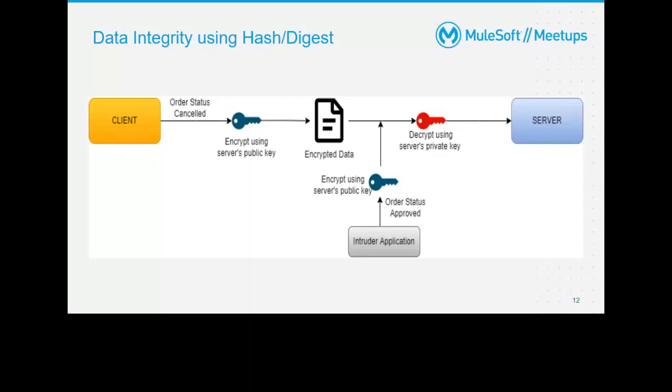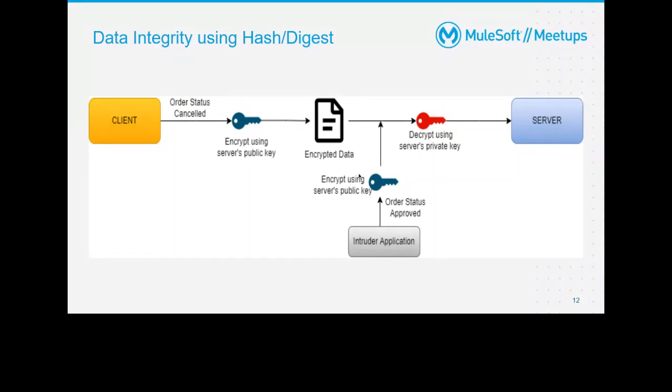Now the client creates encrypted data and the digest of the data, both. So he sends this data, order status cancelled. He encrypts that data using the server's public key. Along with that, he calculates the digest of this message. So now he's passing two things: the encrypted data along with the digest.